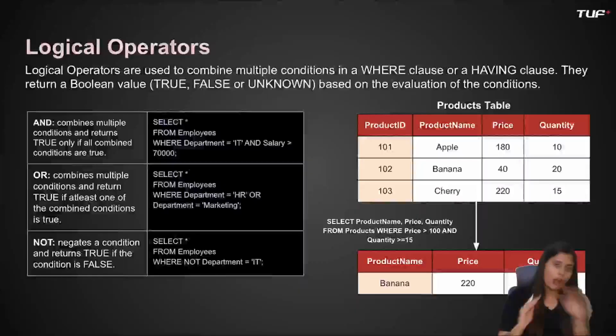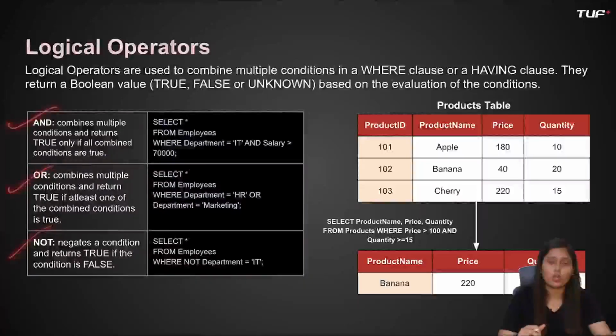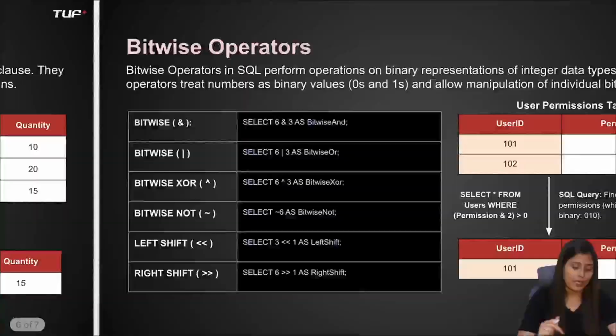So HR, manager, all will get selected, but except the IT department rows. So this was all about the different types of logical operators which we apply in the database.